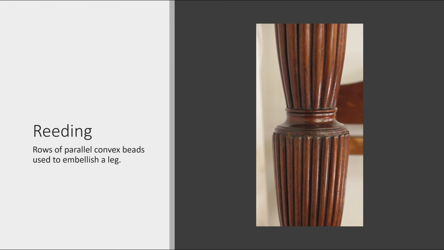Here we have reeding. This is a row of parallel convex beads. Convex means it's pointed outwards, okay? And so it's like if you were to rub your hand against it, you're going to feel the bumps and the lumps in it, okay? So that's reeding, and it's rows of parallel convex beads used to embellish a leg.